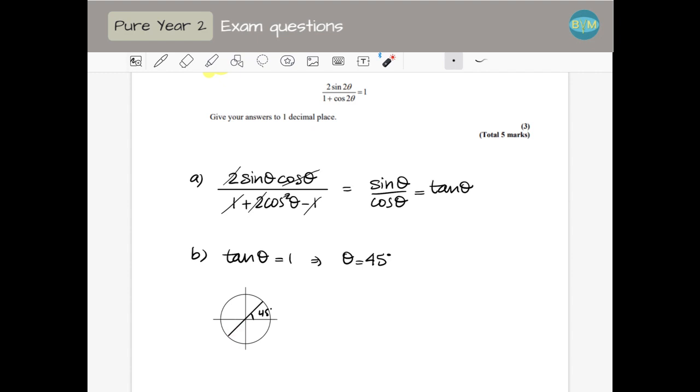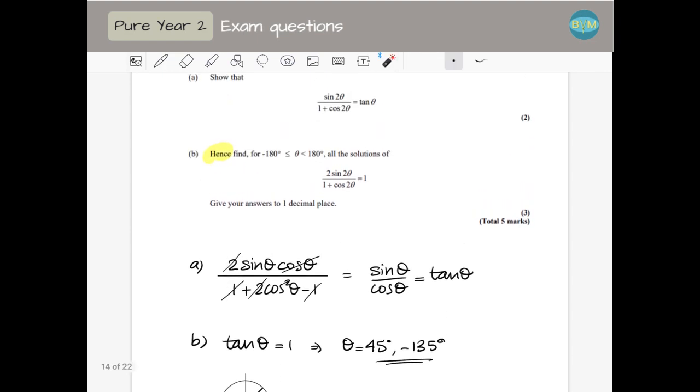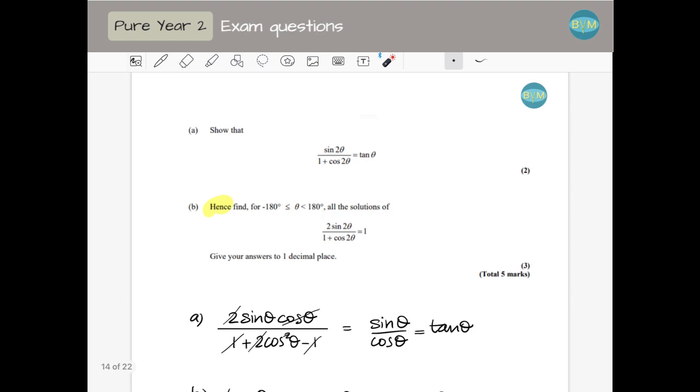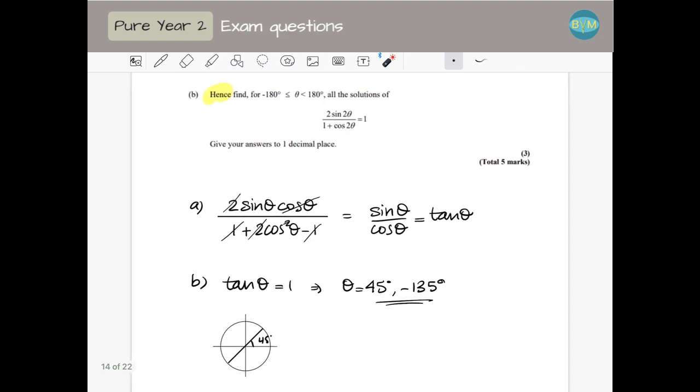Yeah. Or 45 minus 180, which is going to be negative. And it's in the interval because my interval is between minus 180 and 180. Yeah, so this is the interval, and these are my two solutions, and that's all with this question. It's quite quick.